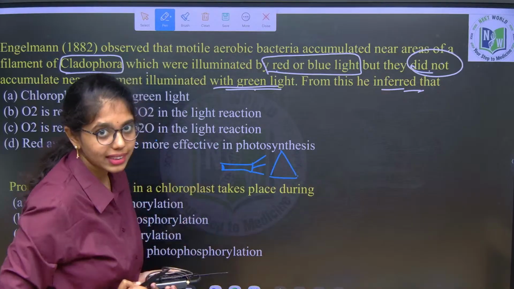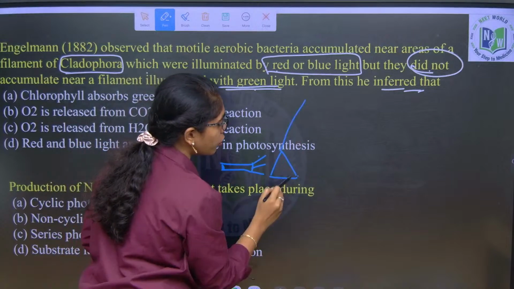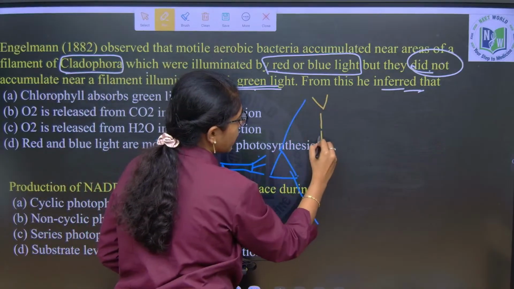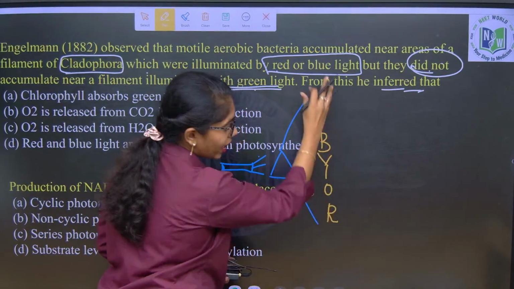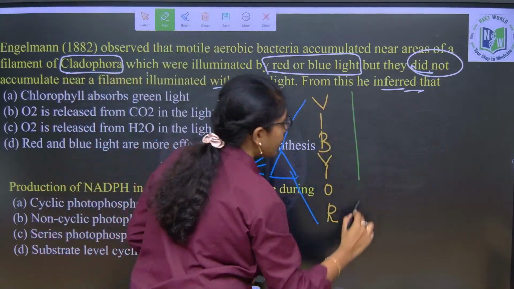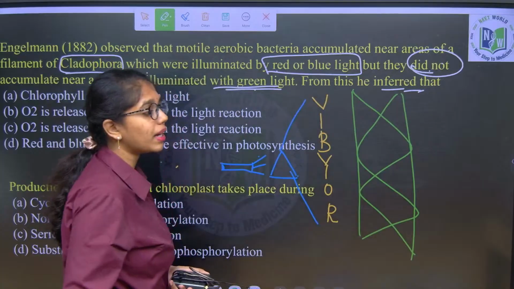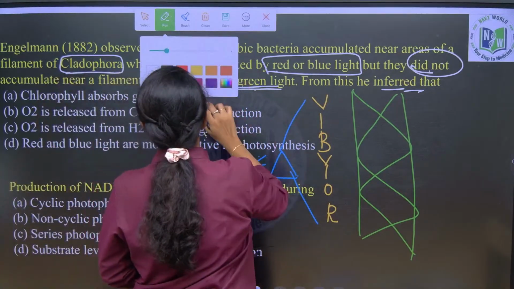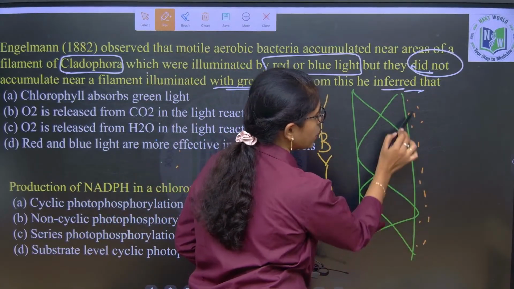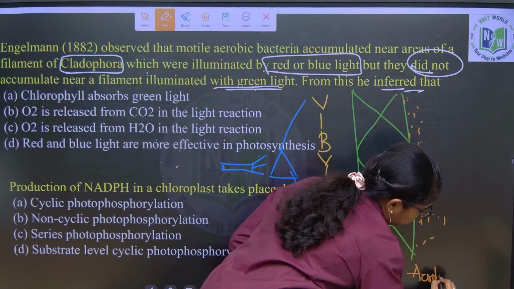Let's recall his experiment. Light is exposed to a prism. After light is exposed to the prism, we all know the light will be scattered into VIBGYOR. This VIBGYOR light is exposed to a filamentous algae. What is that filamentous algae? Cladophora. Over this filamentous algae, bacteria is placed, and that is aerobic bacteria.